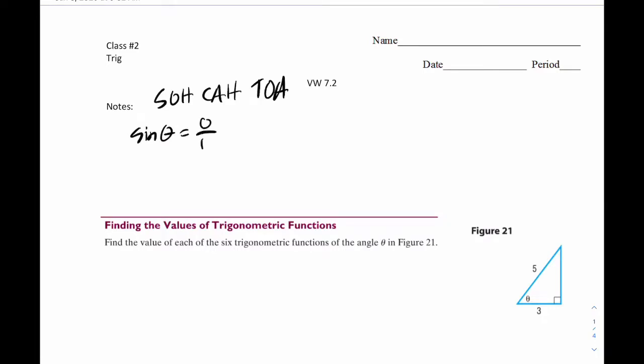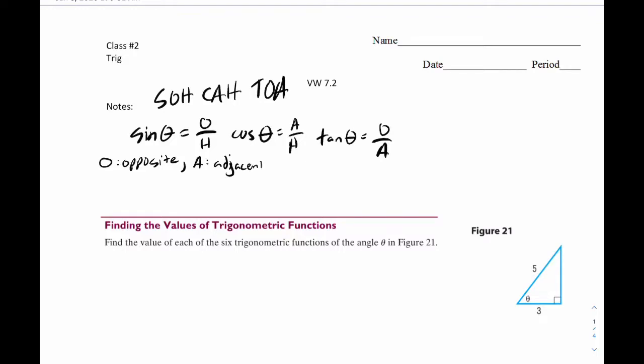Sine theta is O over H. Cosine theta is A over H. And tan theta is O over A. And O is referring to opposite. A is referring to adjacent. And H is referring to hypotenuse.